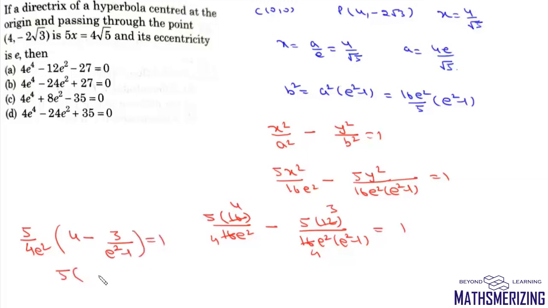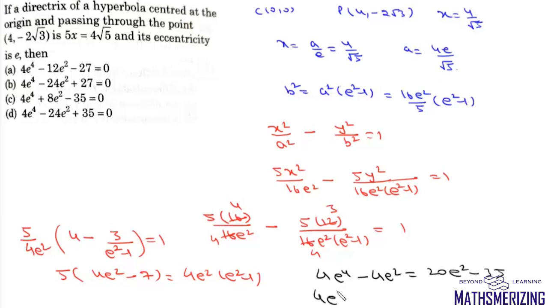So we'll get this as 5 upon 4e square into (4e square minus 7 upon e square minus 1)... equals 1, that is 5 into (4e square minus 7) equals 4e square into (e square minus 1). Now we'll multiply, we'll get 4e to the power 4 minus 4e square, and it'll be 20e square minus 35. So we'll get this equation as 4e to the power 4 minus 24e square plus 35 equals 0, and that's your option number D.